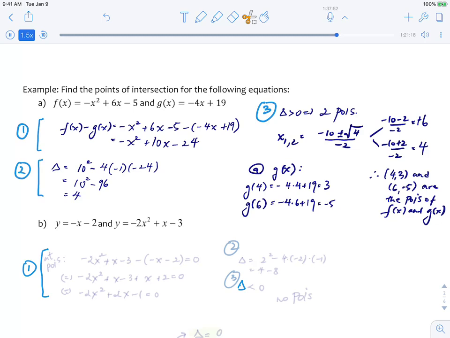Do you guys want to work with b independently? Okay. 3 minutes, and then we'll pick it up. So it doesn't matter what order you go in. You can do f minus g or g minus f. Yeah, that's right. So you can go this route, or you can subtract the other way as well.